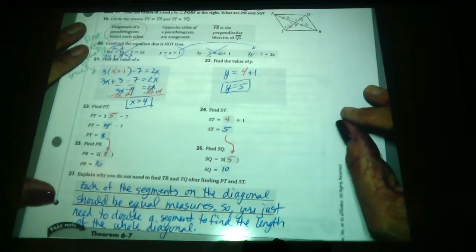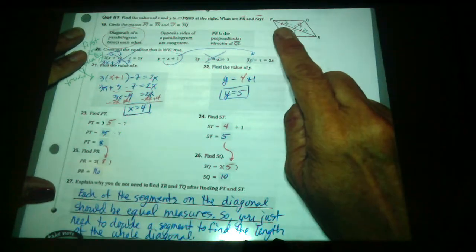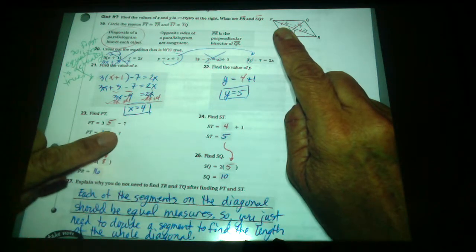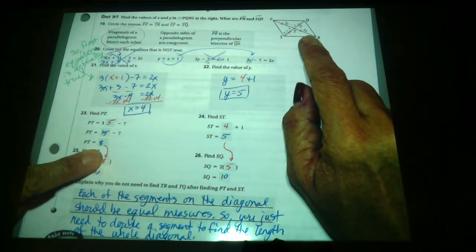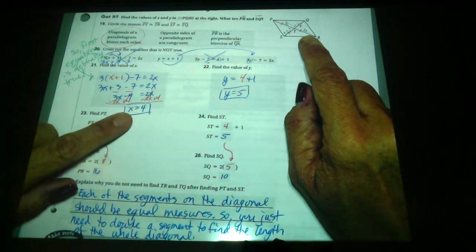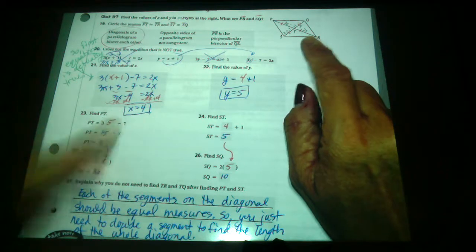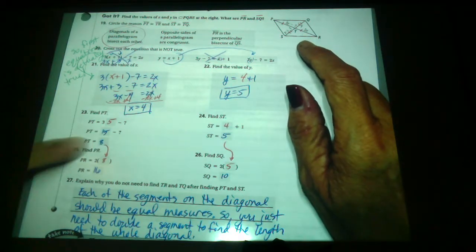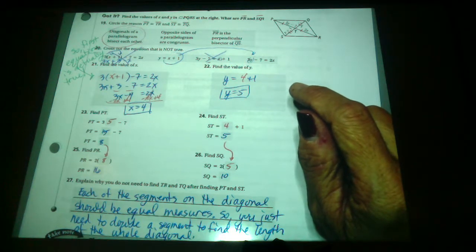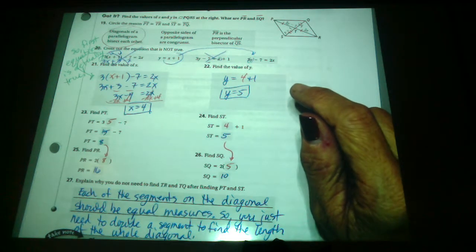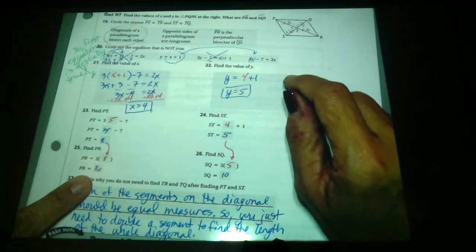I always, especially if I'm on a test, would prefer to find the measure of PT. I plugged in 5 for Y, and that gave me 8, then I would want to find TR, which involves X. So I would want to take 4 times 2, which is 8, and compare the two. Since they both equal 8, I'm pretty comfortable that I must have come up with the correct answer, both for X and for the values of those segments. And then when you do add them together, you do get 16. So do keep that in mind.